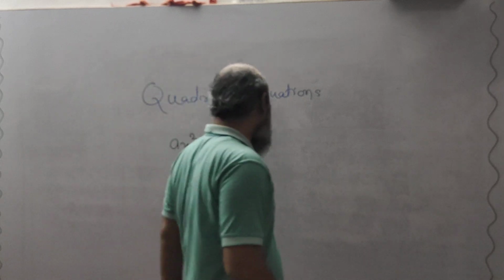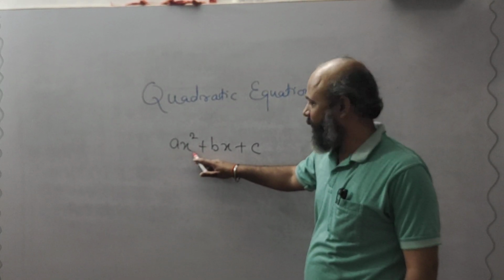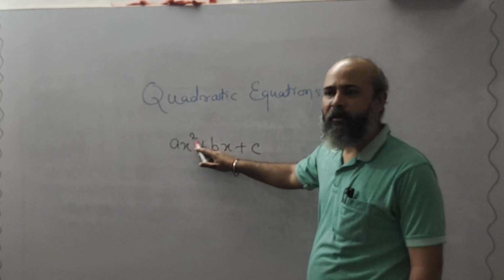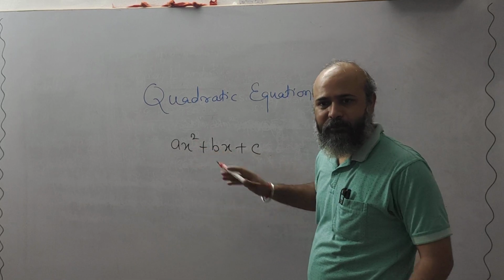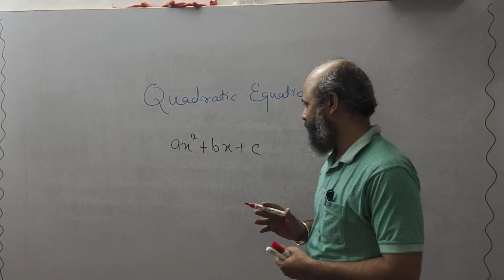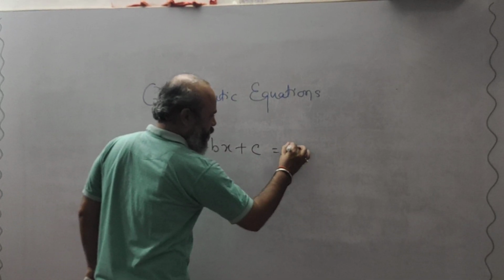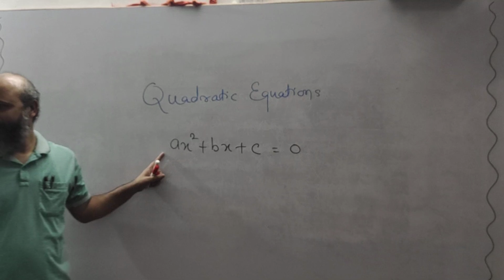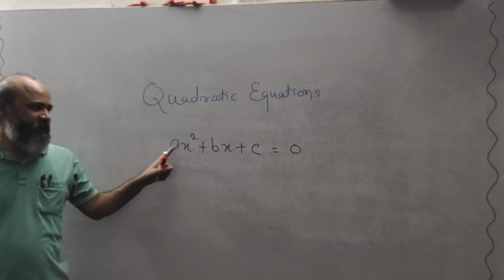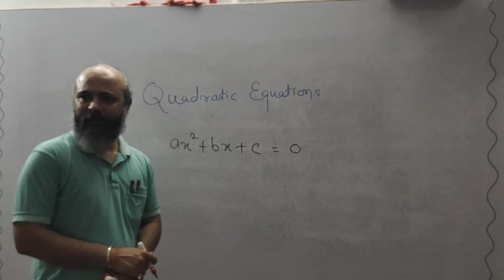Quadratic polynomial means what? The variable is x, and the maximum degree of the variable is 2. If the maximum degree of the variable is 2, then it is called a quadratic polynomial. Okay student? And when a quadratic polynomial is equated with 0, then it is called a quadratic equation. So ax² + bx + c = 0 is a quadratic equation.